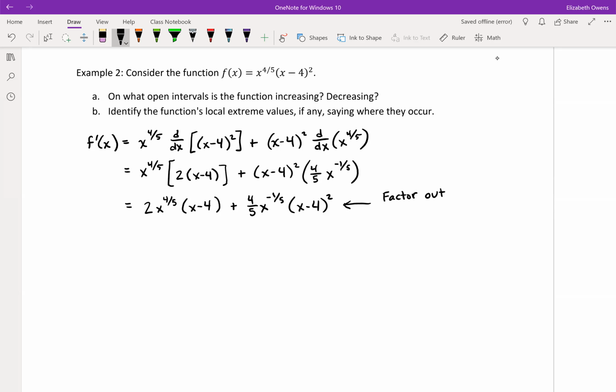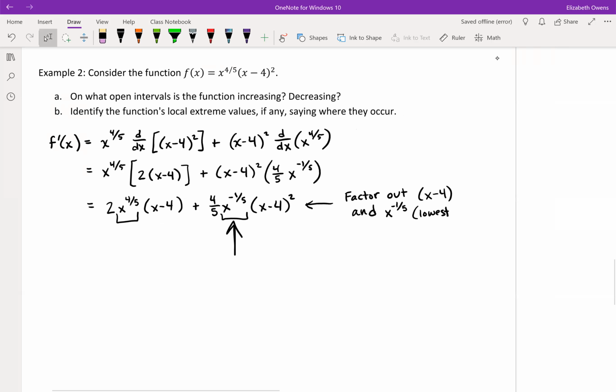So let's factor out the lowest powers of the factors that we have here. So we have some factors of x minus 4. Taking out the lowest power of that would be taking out x minus 4 to the first power. Factor out x minus 4. And also our lowest power of x, which we have x to the 4/5 and x to the negative 1/5. So this is going to win. That's going to be our lowest power there, x to the negative 1/5. I'll just make a little note why we chose those particularly: lowest power of all your factors.